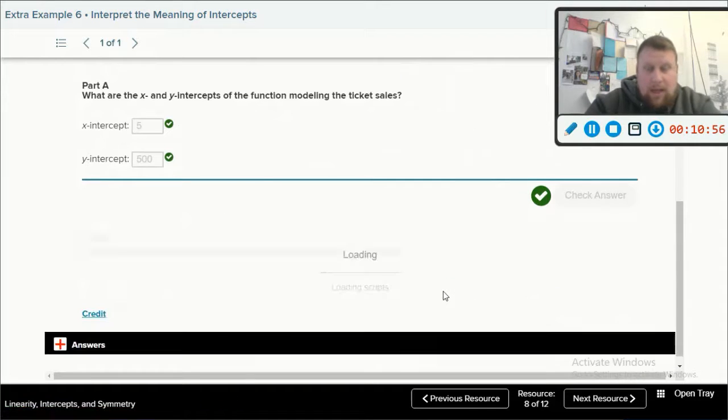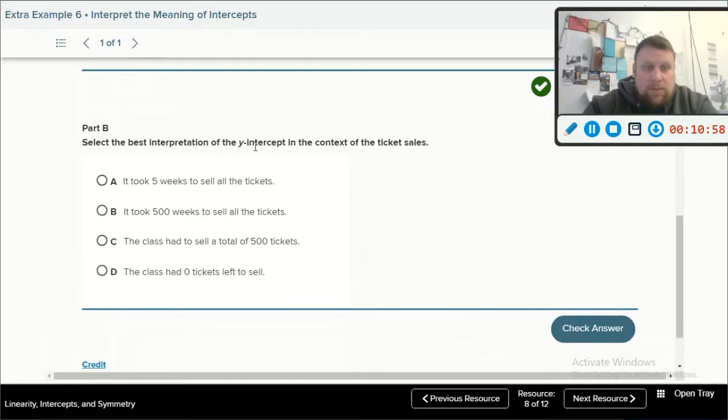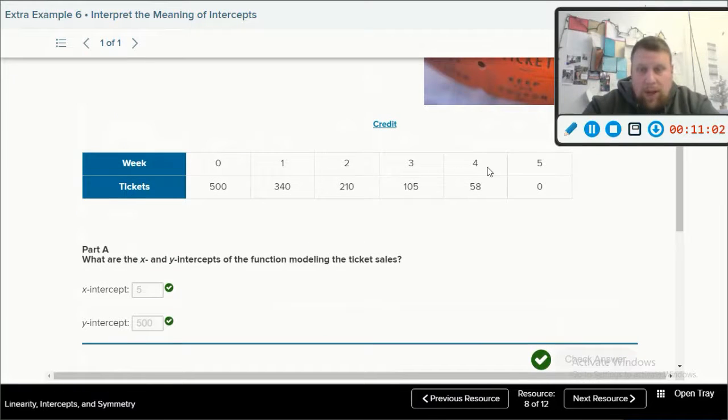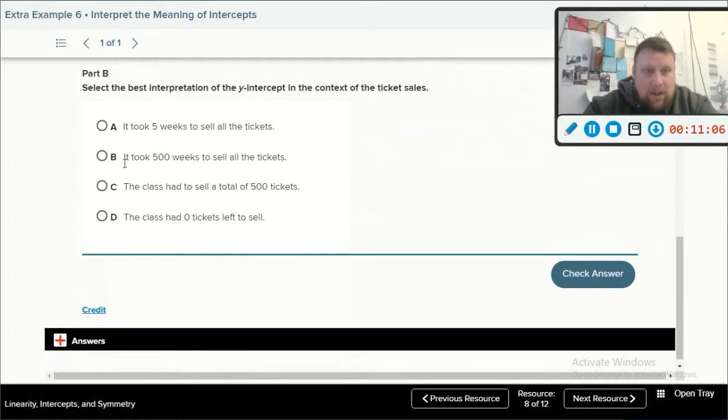Look at that. What does it want to know? Select the best interpretation of the y-intercept. Well, the y-intercept is where x equals 0, so that means at x equals 0, there are 500 tickets to sell. So, the class had to sell a total of 500 tickets. That looks good. There we go.